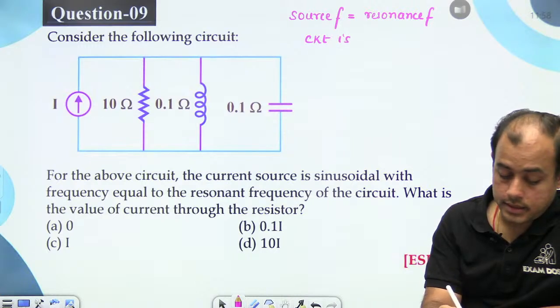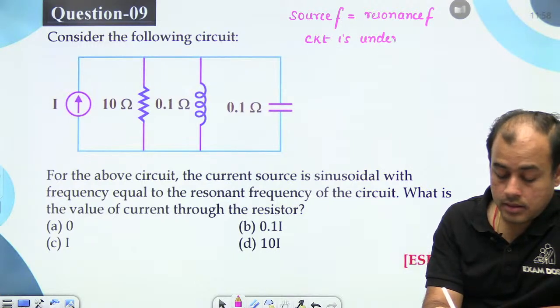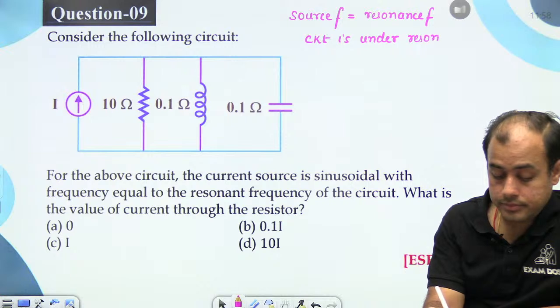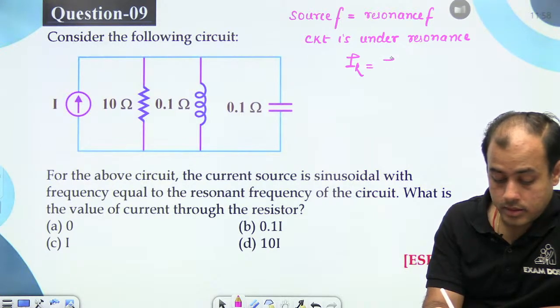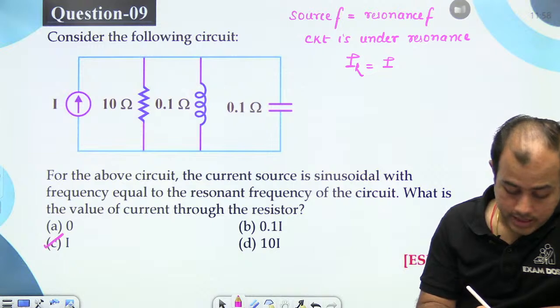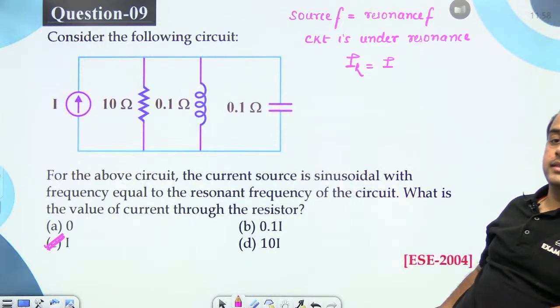The circuit is under resonance. Resistor current is equal to I, because the entire current will flow through the resistor. It is I.